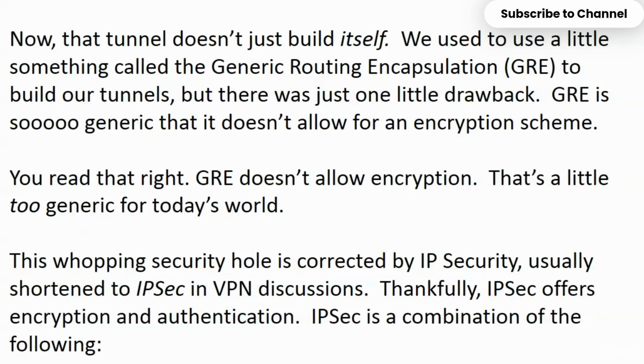Now that tunnel, it just doesn't build itself. You and I have to do a little building here. And we used to use a little something called the generic routing encapsulation. I love that name. What do you want to call it? I don't know. It's pretty plain. Just call it generic. Well, it was fine for a long time, but there was just one little drawback. GRE is so generic, it does not allow for an encryption scheme. And you read that right, and you heard that right. GRE does not allow encryption, and that's a little too generic for today's world, in my humble opinion, and I'm sure you agree with me.